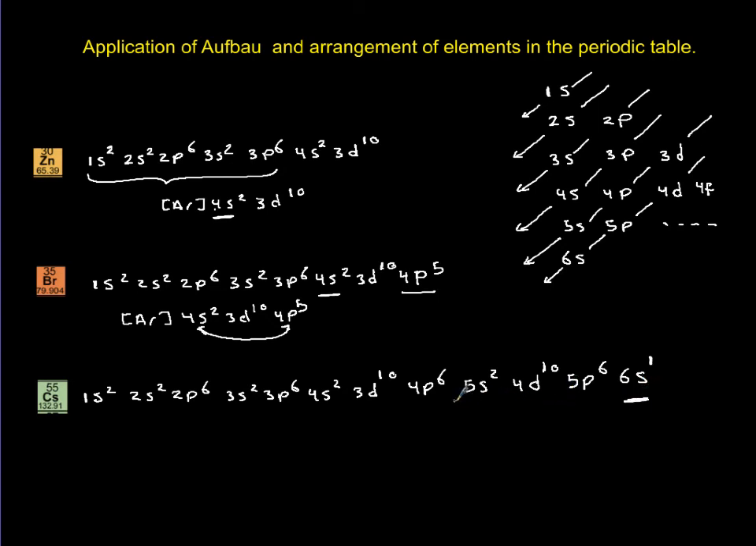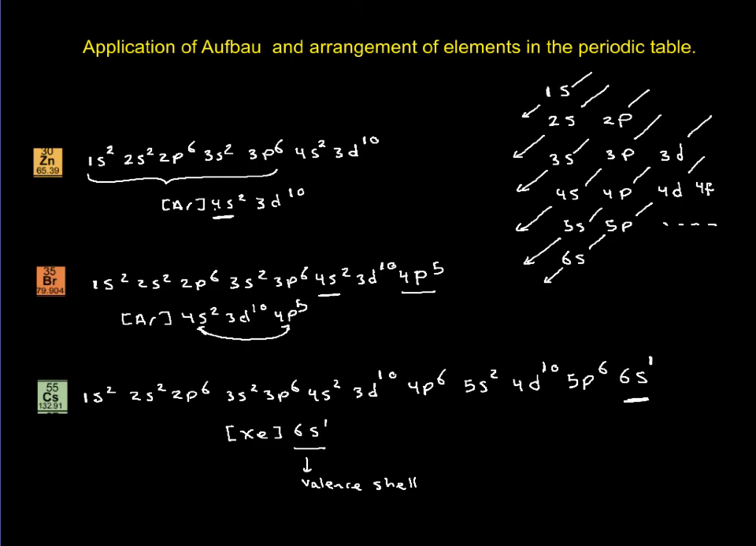In terms of a noble gas, you could be expressed in terms of xenon, which is 54 electrons. So this could be expressed in terms of xenon, 6s1. So this is your valence shell or valence electrons.